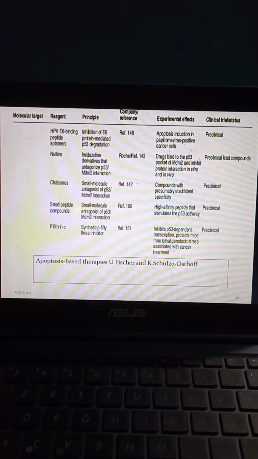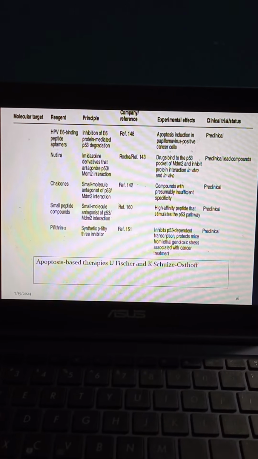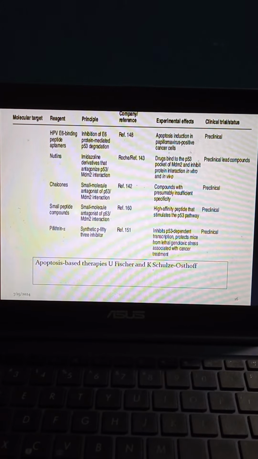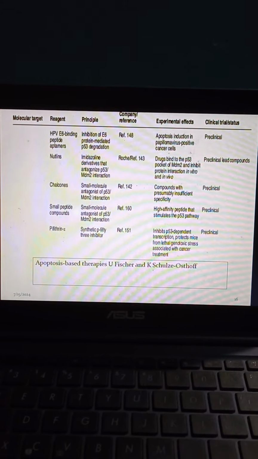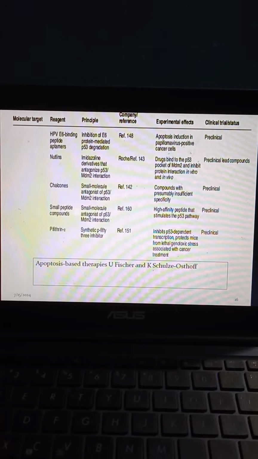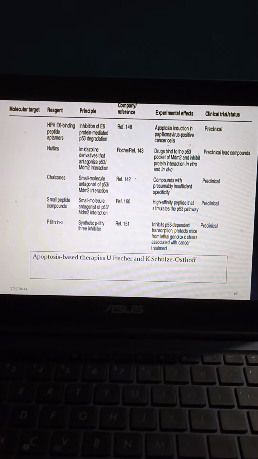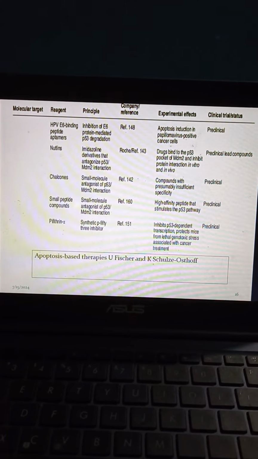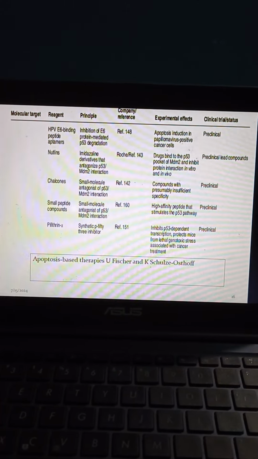Chalcones are in preclinical, nucleins in preclinical lead compounds, HPV-E6 binding peptide aptamers in preclinical study. So you should go through apoptosis-based therapy, U. Fisher and K. Schulze-Osthoff, to know more about all these things.